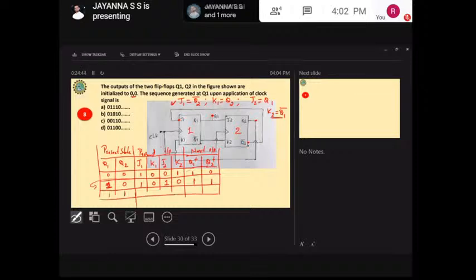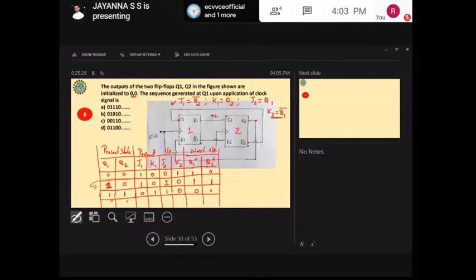Next, if you apply 1 1 here, since J1 equal to Q2 bar equal to 0, K1 equal to Q2, we're going to get 1, J2 equal to Q1, we're going to get 1, and K2 equal to Q1 bar, we're going to write 0 here. So if you apply 0 1 here, it will be 0 here. If you apply 1 0, it will be 1 here. Fine. Next, you are going to take another combination.